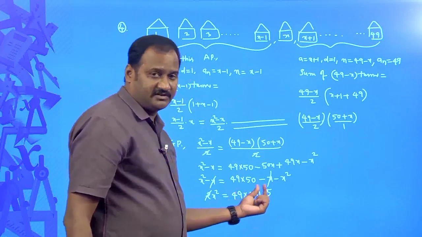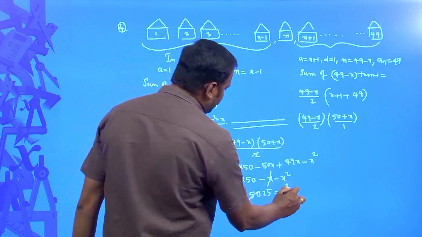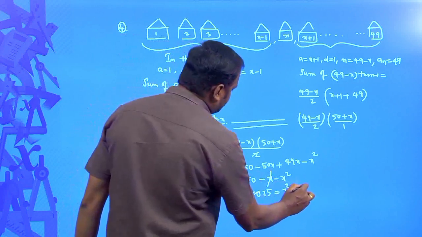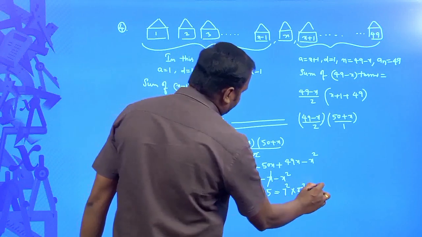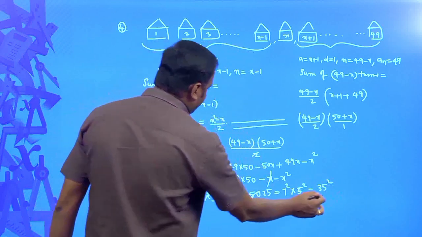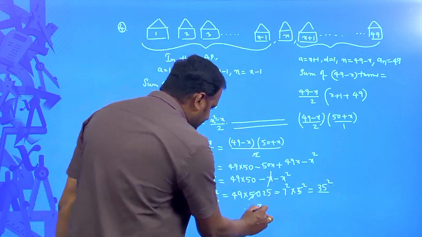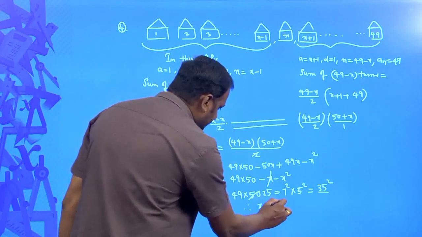49 is a square number, 25 is a square number. 49 can be written as 7 square, 25 can be written as 5 square. So 7 square into 5 square is equal to 35 square, which is equal to x square. If x square is equal to 35 square, therefore, the value of x is going to be 35.